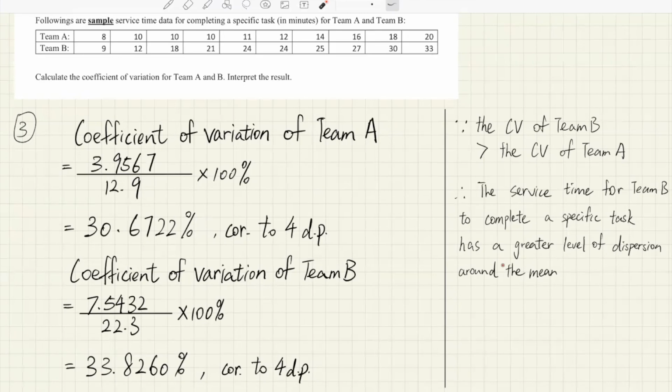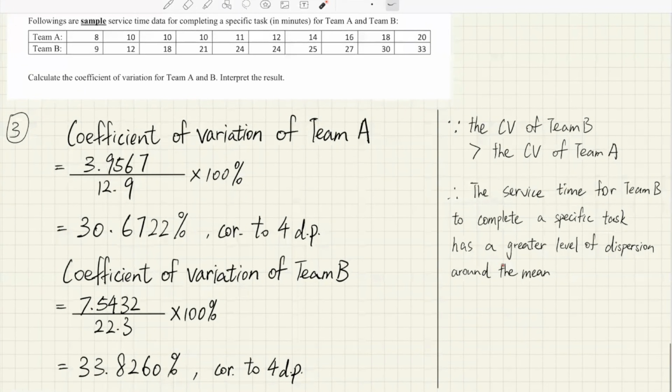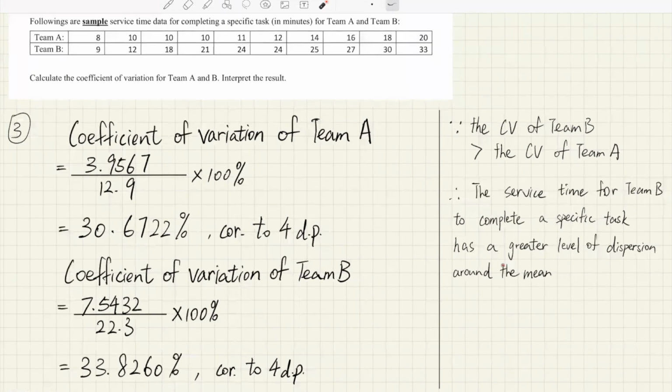33.8260%. So as we can see, the CV of Team B is larger than the CV of Team A. So the service time for Team B to complete a specific task has a larger level of dispersion around the mean, and the data of Team B has larger variation than Team A.